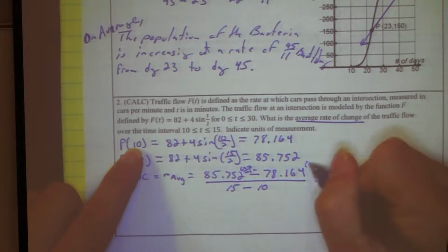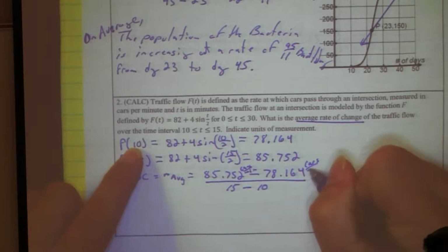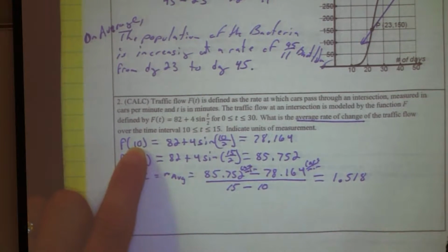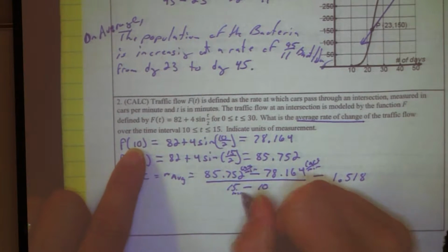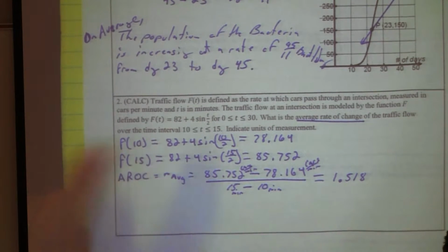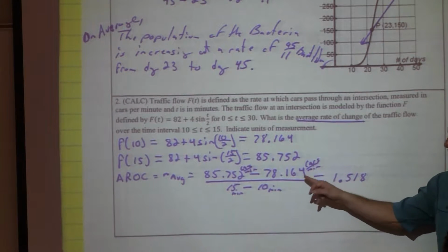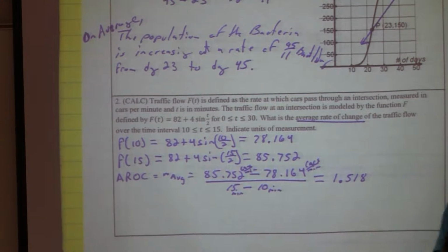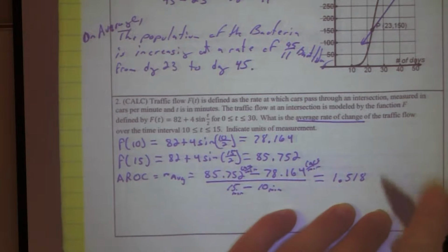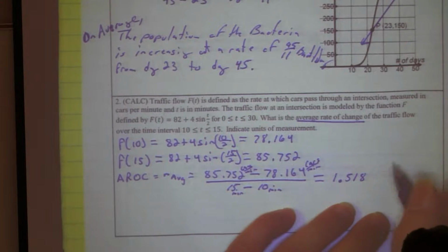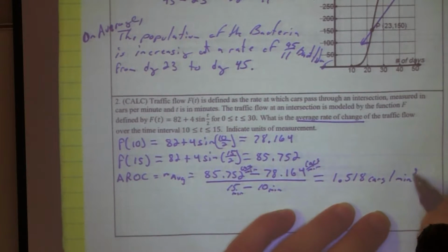And then this is also a number that's cars per minute. And then in the bottom, these numbers represent what? Minutes. So what should my units be? Cars per minute per minute, right? Which is like cars per minute squared. Very good. So this should actually be 1.518 cars per minute squared.